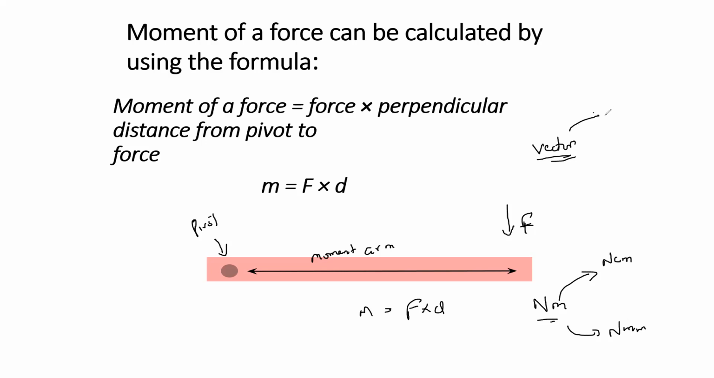So what are the directions for the moment or turning effect? Either it will be anti-clockwise or clockwise. It depends on the direction in which we apply the force, as well as the distance and the position of the pivot. Both factors decide whether a moment or turning effect will be clockwise or anti-clockwise.